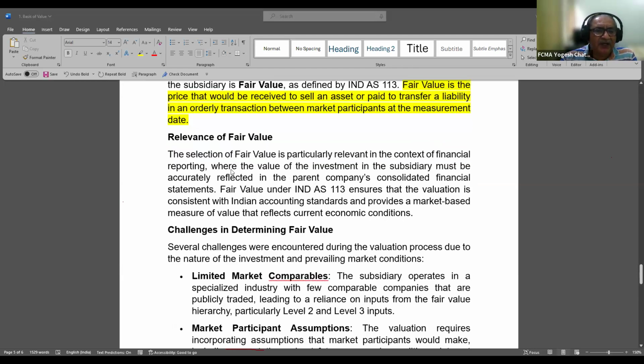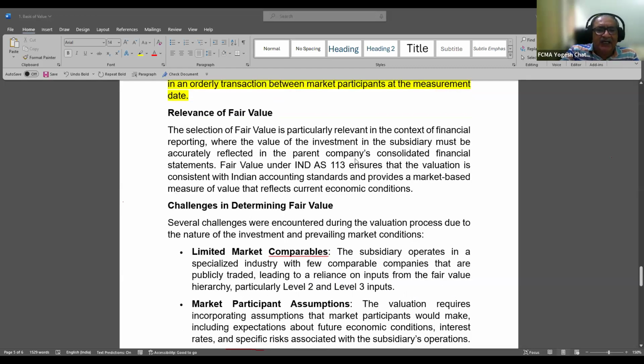So, the relevance of fair value. Selection of fair value is particularly relevant in the context of financial reporting, where the value of the investment in a subsidiary must be accurately reflected in the parent company's consolidated financial statements. So fair value under Ind AS 113 will ensure that the valuation is consistent with Indian accounting standards and provides a market-based measure of value that reflects current economic conditions.